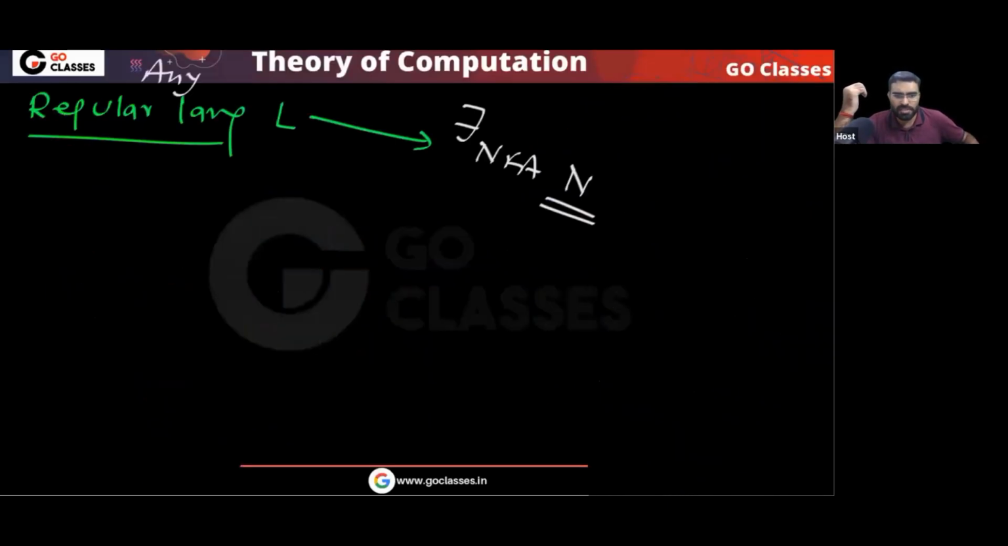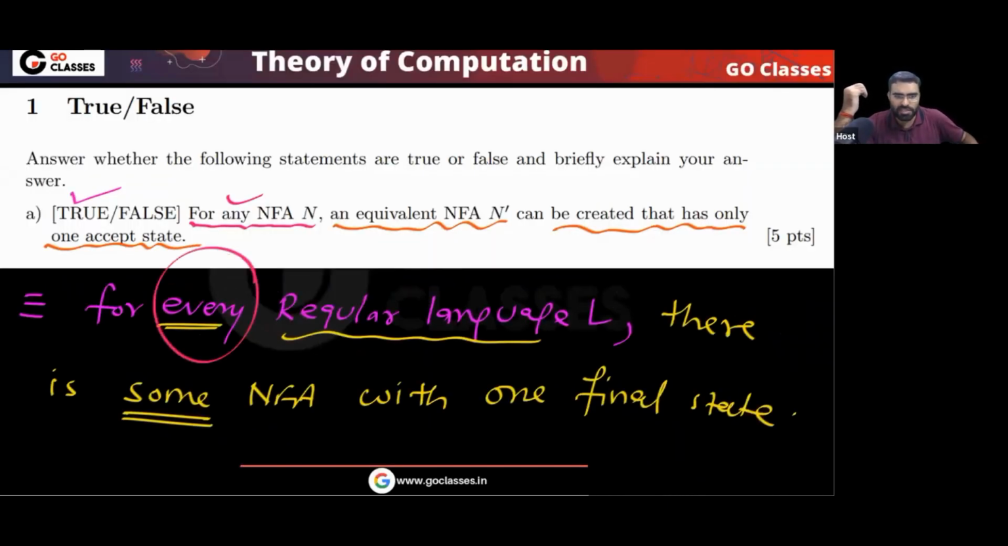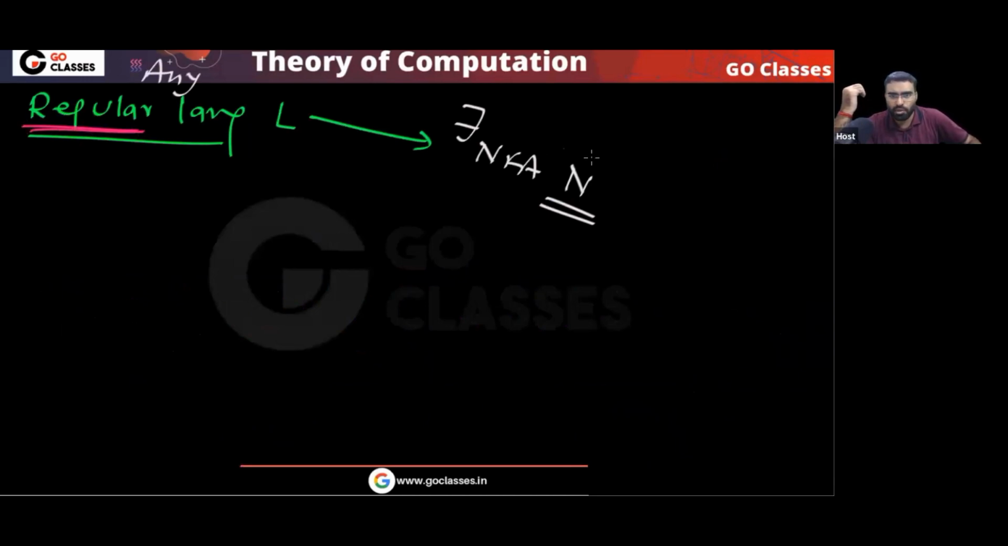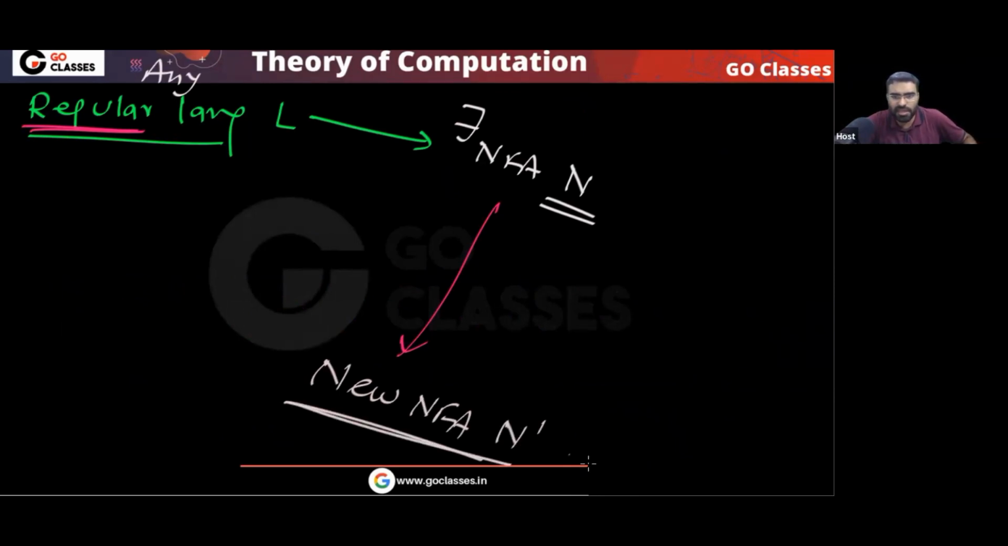So remember, very easily you can see, for every regular language, whatever regular language you take, you can create some NFA, and from this NFA, you can create a new NFA with a single final state. So this is the idea.